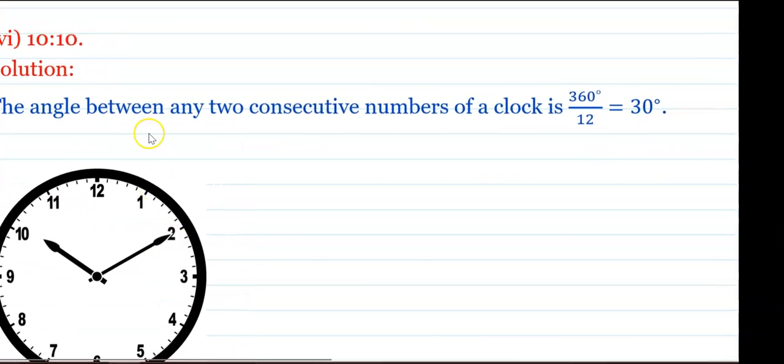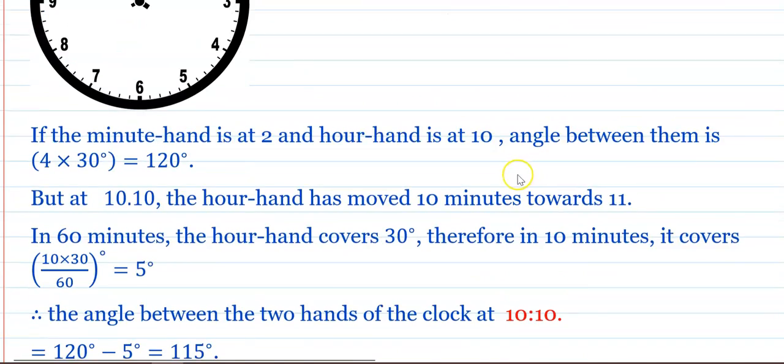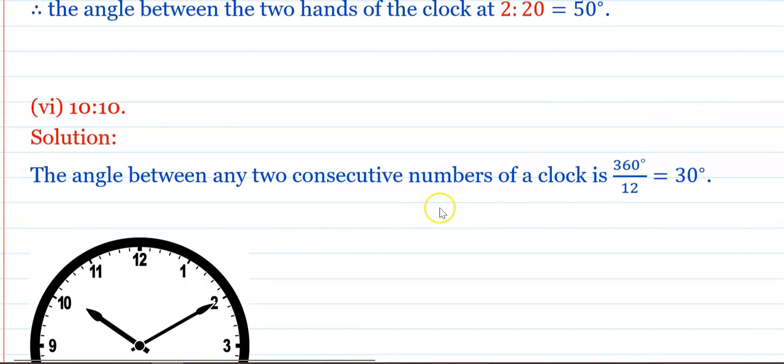Okay, at 10:10. म्हणजे 10 वाजून 10 मिनिटांनी. Okay, now same thing is here. If the hour hand is at 10 and the minute hand is at 2, the angle between them is 30 plus 30 plus 30 plus 30. That is 120 degree. And now here, in 10 minutes, the hour hand will cover a distance of 5 degree. 5 degree तो तिथे कव्हर करणार, and 120 मधनं ते 5 degree जर मायनस केलं, then you will get 115 degree, and that is the answer. पण तरी देखील आपल्याला या स्टेप्स नुसार ते फाइंड आउट करायचं आहे.